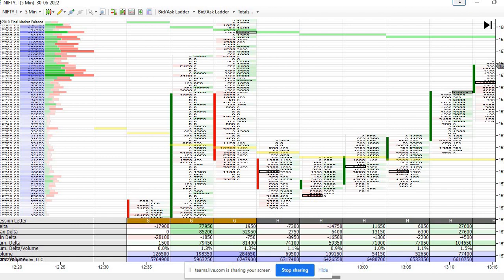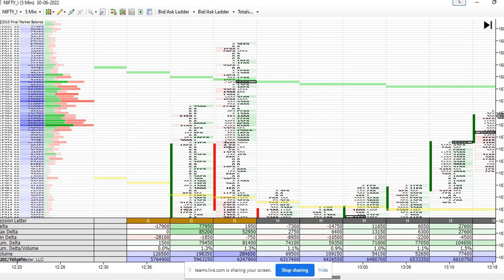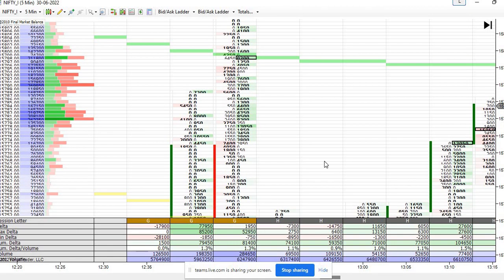77,000. The follow-through candle was there, but the delta disappeared. Delta is nothing. Only 1,900 delta remained. Out of 77,000, those buying took place. But what happened to the rest of it? It got absorbed completely. That's why it took a reversal.